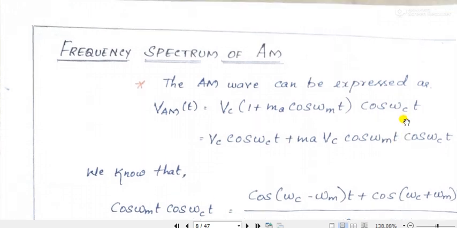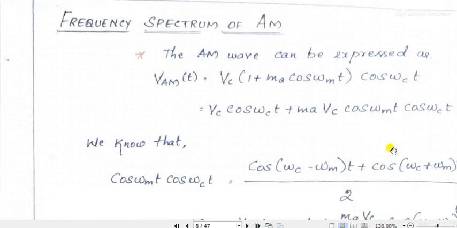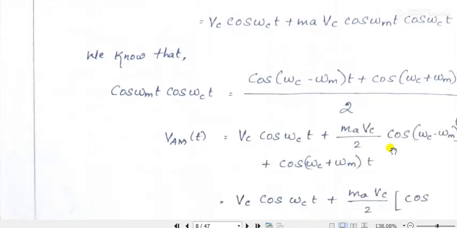Now we are going to use the trigonometric formula for cos A cos B. So cos A cos B is equal to cos of A minus B plus cos of A plus B, divided by 2. Here omega c is A, omega m is B. So Vc cos omega ct as it is, and instead of cos omega mt and cos omega ct, we apply cos of omega c minus omega m plus cos of omega c plus omega m. This 2 is common, so it is taken out.